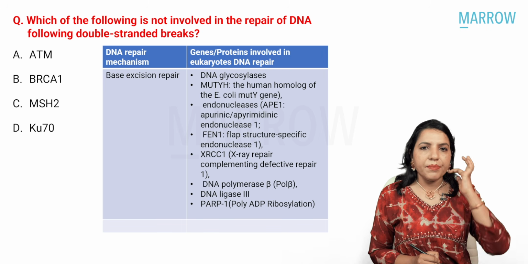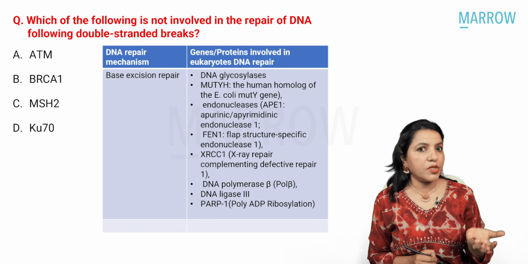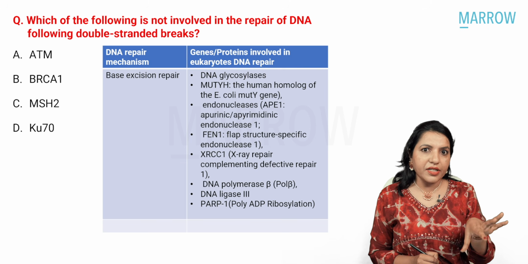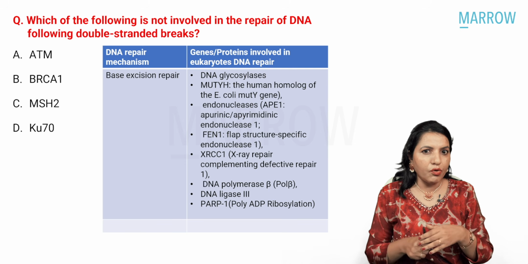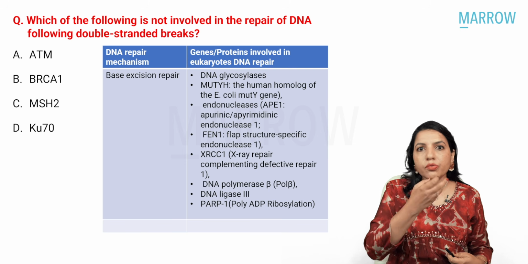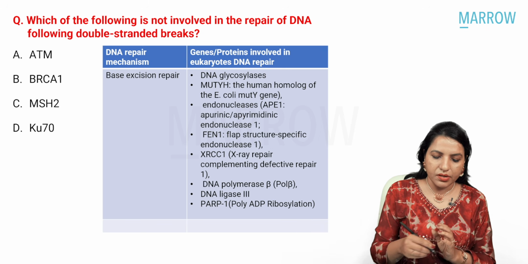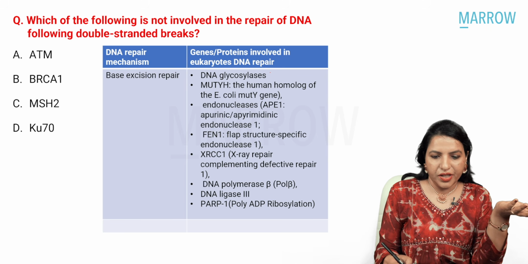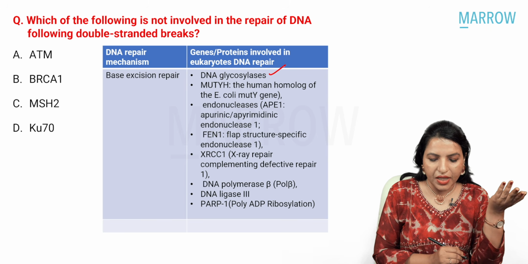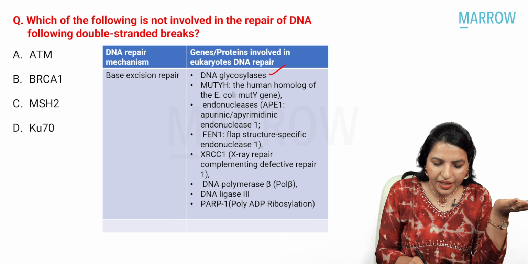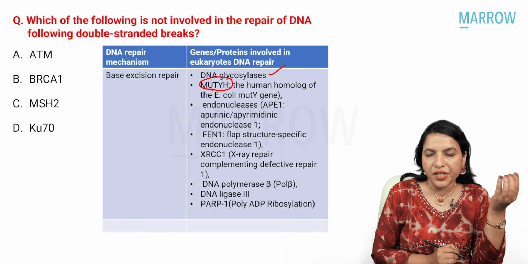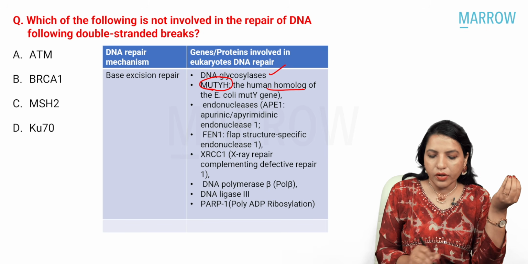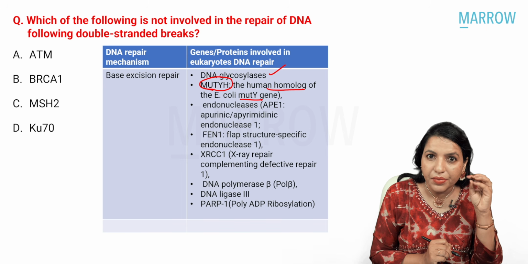Base excision repair is a mechanism that happens when there is a mutation in a single base. For that, first we excise or remove the base from the nucleotide. To remove the base, the enzyme required is DNA glycosylase. Another protein involved here is MUT-YH. MUT-YH is the human homologue of the E. coli MUT-Y gene, and it is involved in base excision repair.